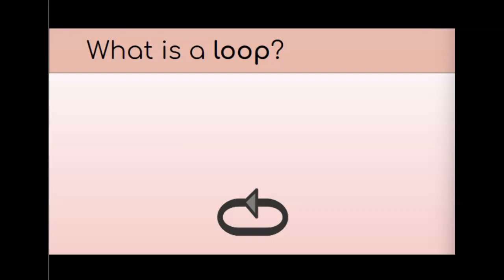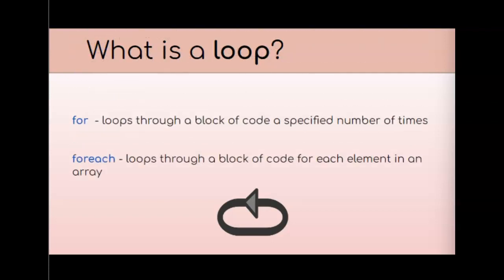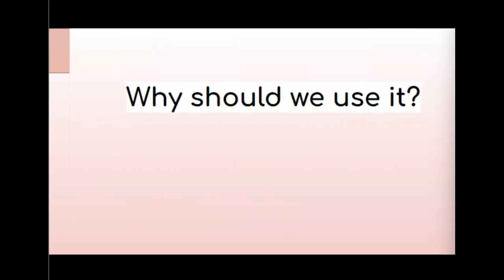Some of these loop types are for and foreach. The for loops through a block of code a specific number of times, and the foreach loops through a block of code for each element in an array.